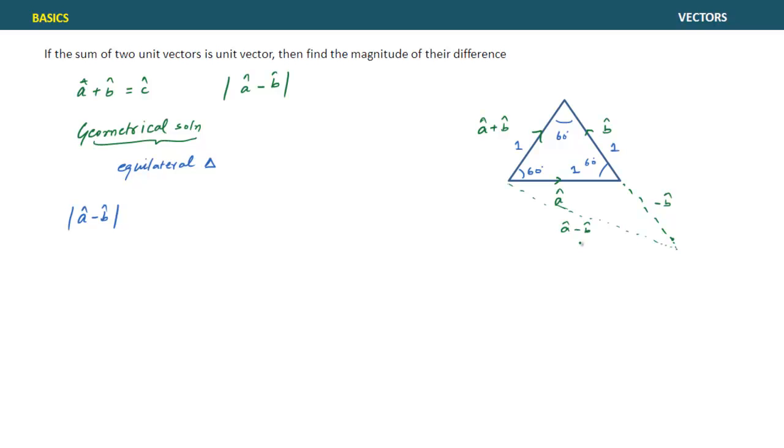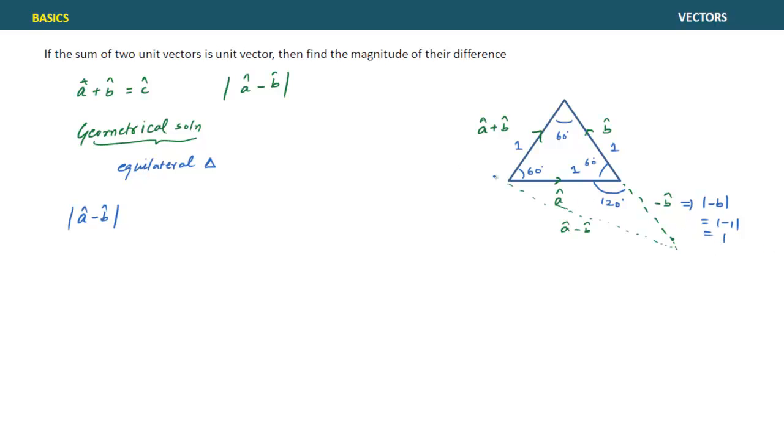Now can you calculate this particular value over here? Let's see how you are going to calculate. I'll show you how it becomes very simple. If this is 60, what is the angle here? This is 120 degrees, and since this is one unit and this is minus b, the magnitude of minus b will be nothing but 1.